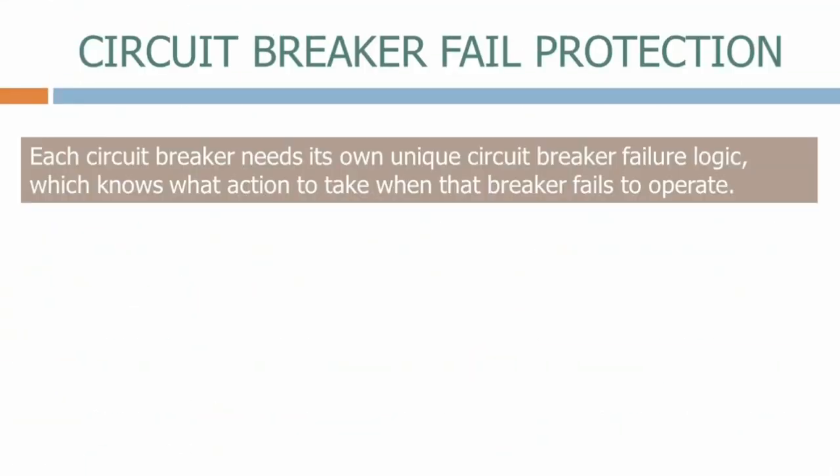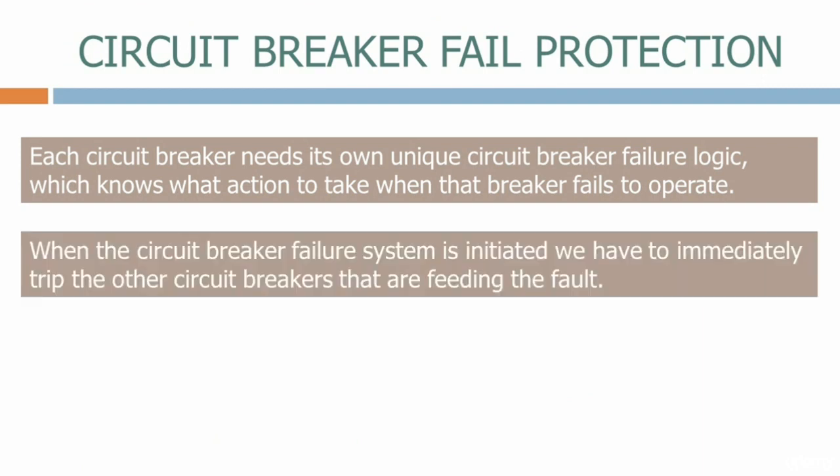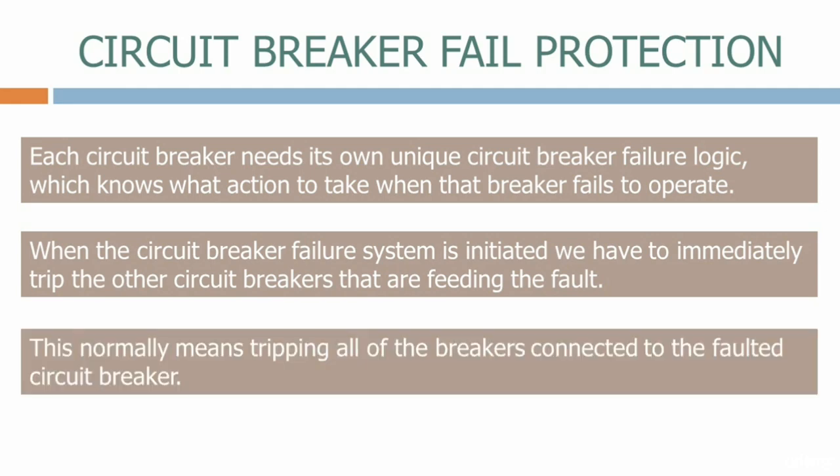Each circuit breaker needs its own unique circuit breaker failure logic, which knows what action to take when that breaker fails to operate. When the circuit breaker failure system is initiated, we have to immediately trip the other circuit breakers that are feeding the fault. This normally means tripping all of the circuit breakers connected to the faulted circuit breaker.